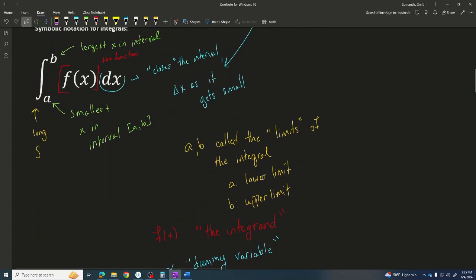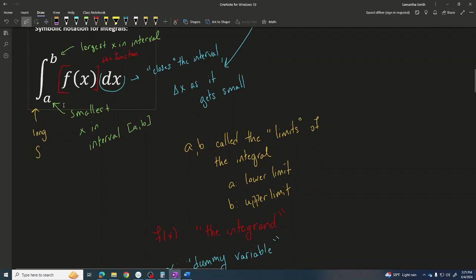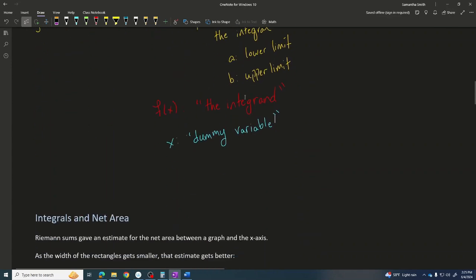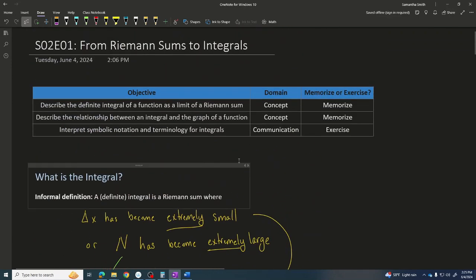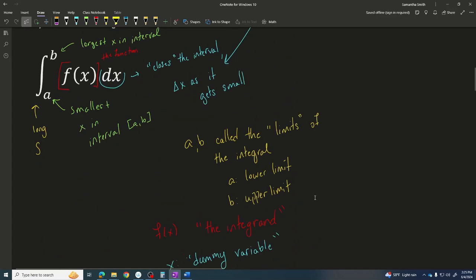So that's the terminology and symbolic notation for integrals: the upper and lower limits, the integrand, and the dummy variable, x. Symbolically and in words, you will need to know all of that information because that's part of our communication knowledge.